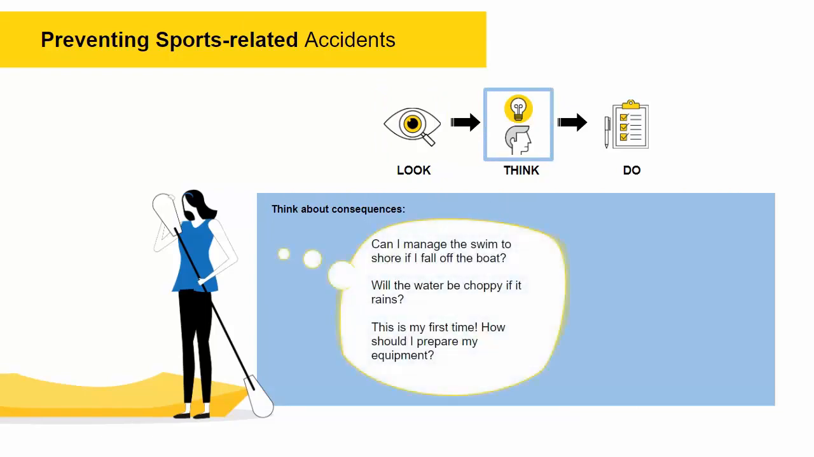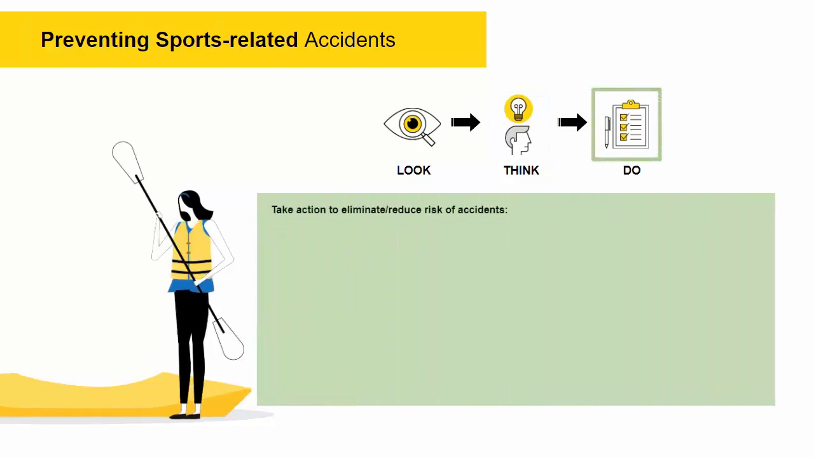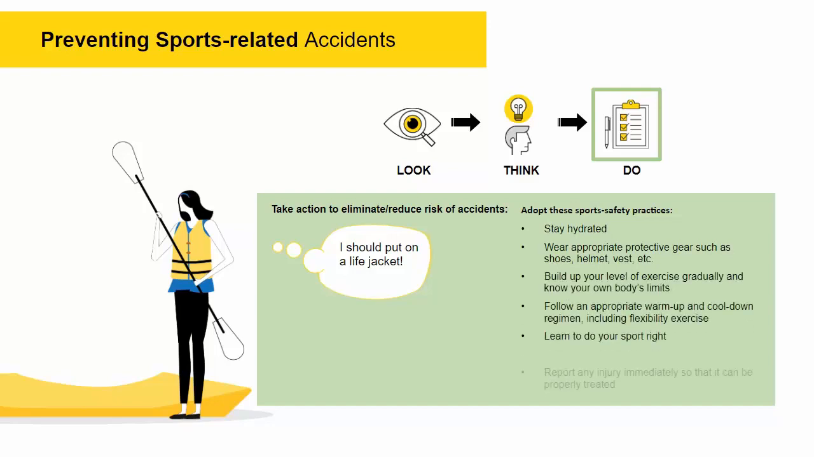For example, is she a good enough swimmer? What if it starts raining? How should she prepare the equipment? Based on her risk assessment, she can now take the necessary actions to prevent having accidents while rowing. To enjoy sports and minimize the risk of injuries, we can adopt these sports safety practices.